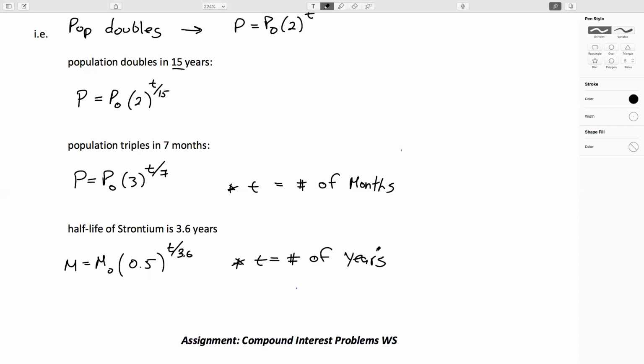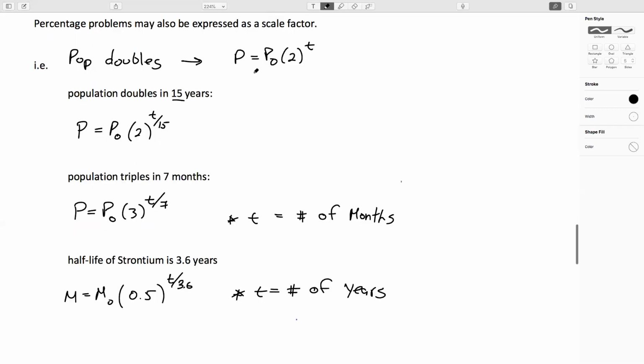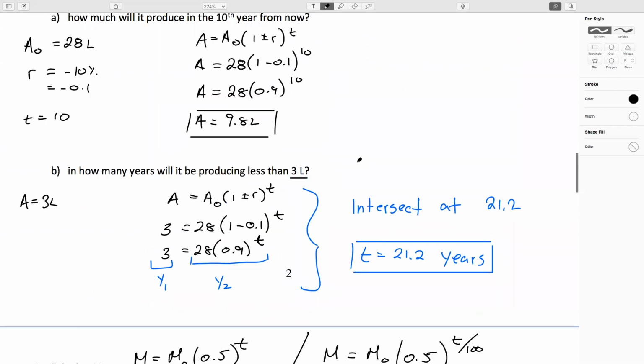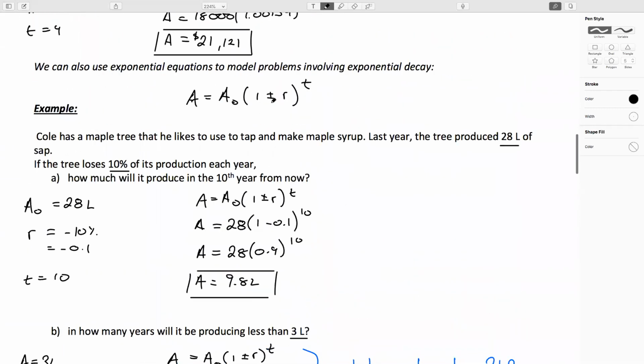So when you're trying to define functions to model exponential growth or exponential decay, the big idea is you need to find the appropriate scale factor. And if you're not sure, you can always just use the rate of change. You can use this formula to calculate it. If you're doubling, rate of change is plus 100%.